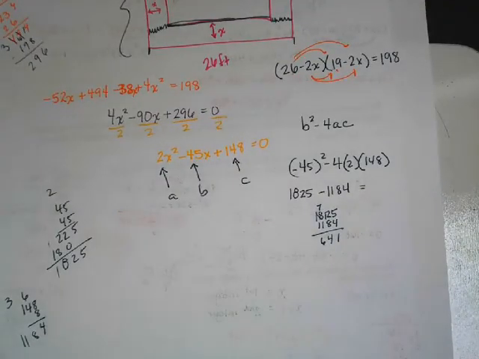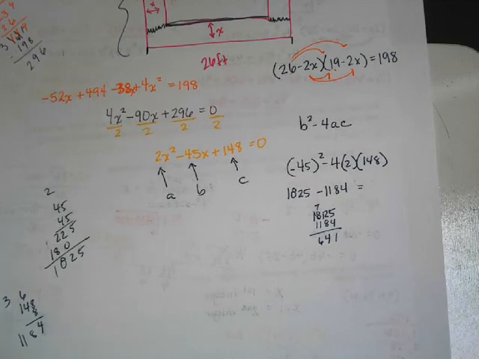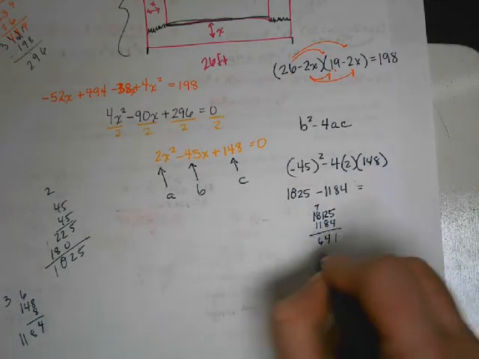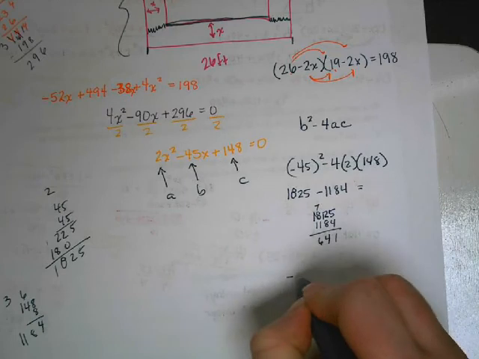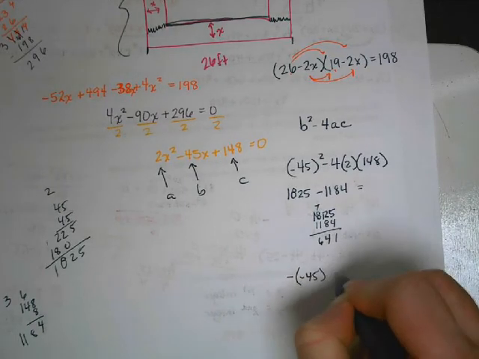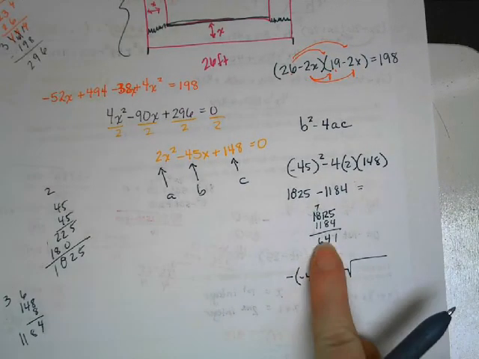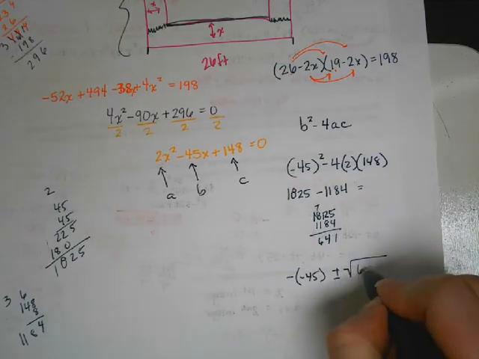Okay, so 641. So it is positive. But I don't think it's a perfect square that I know of. 625 is a perfect square, so I don't think it's a perfect square, which means we were smart to do this. So we can go ahead and finish the quadratic formula. So negative 45. Here's the good part though. You've already done the b squared minus 4ac, so you just stick that 641 under there.